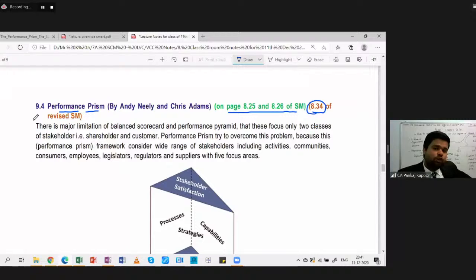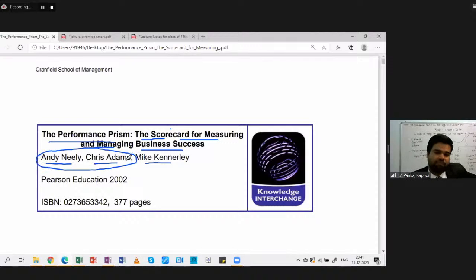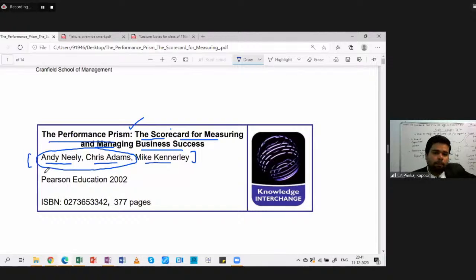Prior to discussing these notes, let me take you to the book. This book, whose title is Performance Prism, Scorecard for Measuring and Managing Business Success, is written by three authors, Andy Neely, Chris Adams, and Mike Kennerley. Although prior to this, the model was only suggested by these two gentlemen, Andy Neely and Chris Adams. But when they wrote a book, they gave a formal introduction to the model. They launched the Prism model basically. Hence, you can write that these three are the inventors of the performance prism.